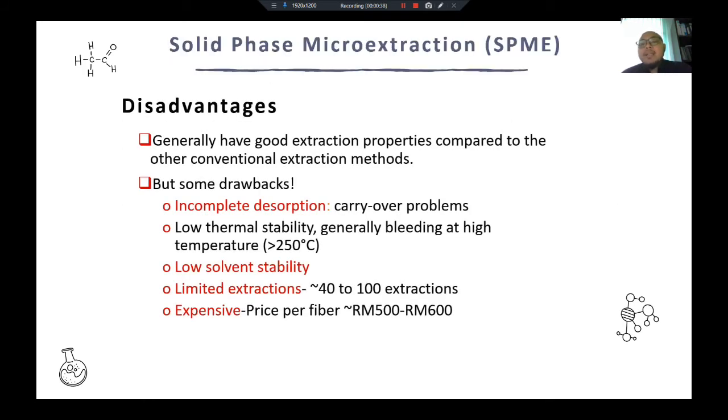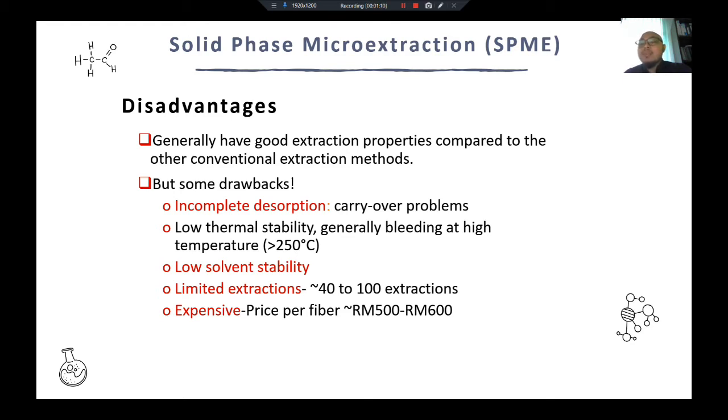Okay, tapi ada juga disadvantage of the SPME lah. Apa yang bagus mesti ada kekurangannya lah. Nobody is perfect lah in this world. Okay, generally have good extraction properties compared to other, but some drawbacks, incomplete desorption or carry over problem lah. Okay, contohnya what it mean by incomplete desorption ni, maksudnya okay, you nak guna fiber tu untuk kali kedua. Okay, so you need to dissolve everything first. So you need to pre-condition dulu untuk buang the interference.